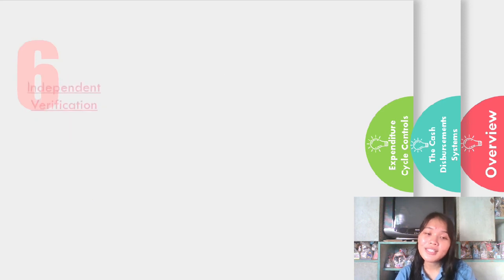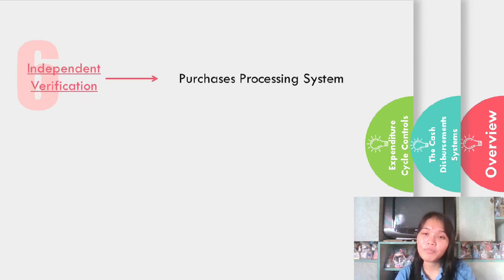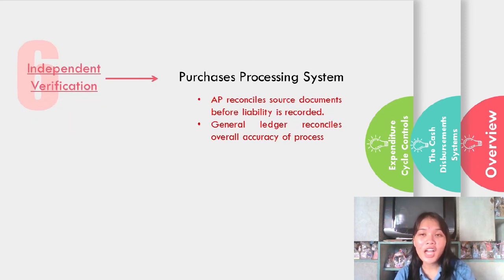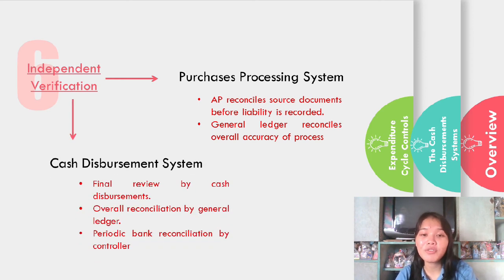Now the last one is independent verification. Verifying transactions, especially those recorded in the purchases processing system, is a must. With the help of the AP function, through tracing source documents containing information regarding a certain transaction, it becomes easier for the firm to properly recognize whether such a recorded transaction is recognizable as an obligation, or whether the recorded information in such a transaction is legitimate and valid.